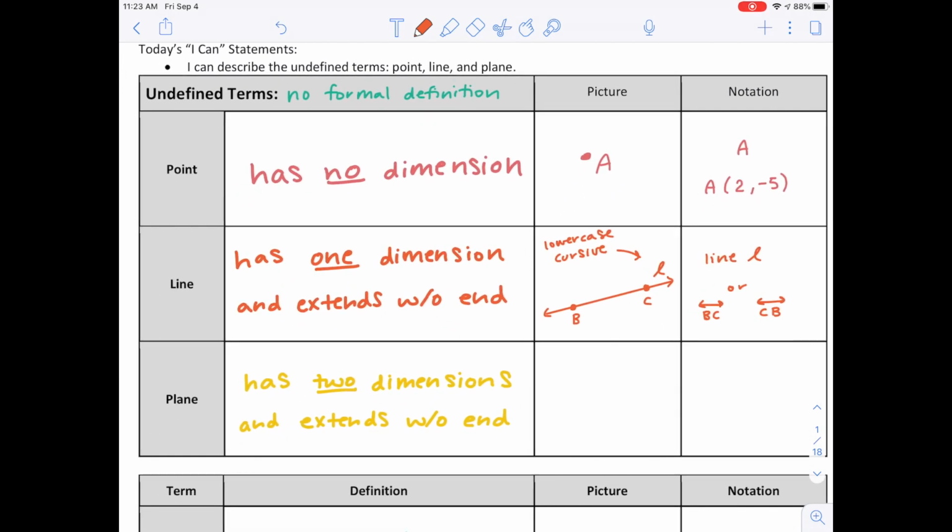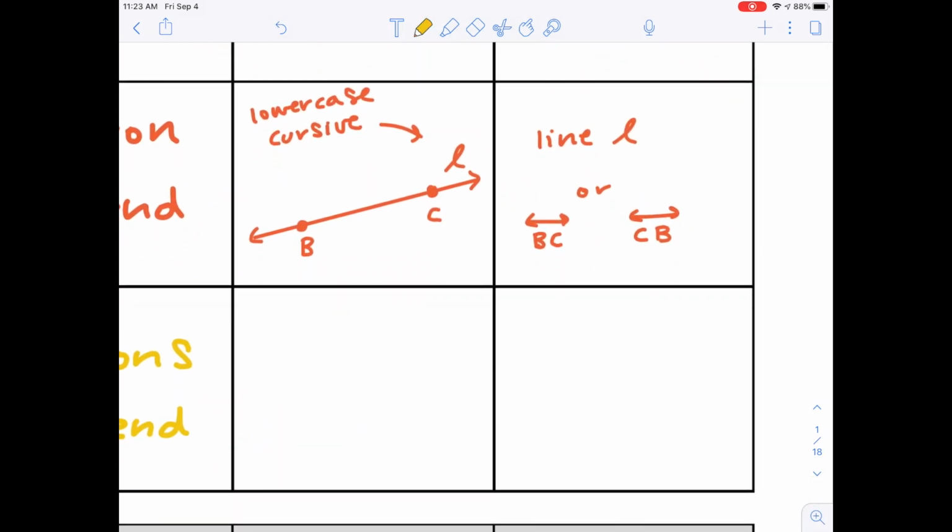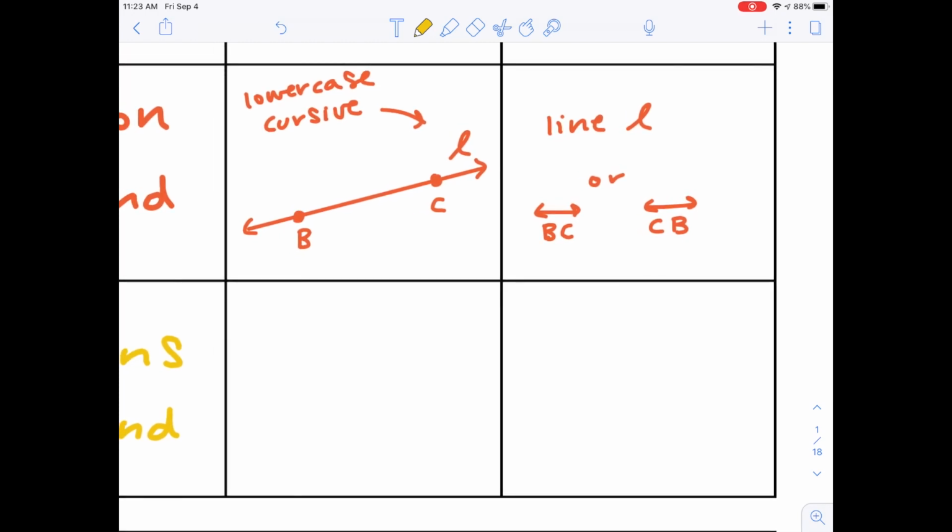The last undefined term is plane. The definition, or informal definition, is it has two dimensions and extends without end. But I think plane is actually the hardest one for us to visualize because we've seen a lot of points and lines in the past. The way I imagine it is it's like a piece of paper that goes on forever and ever and ever. So it's just a surface, but it never stops.